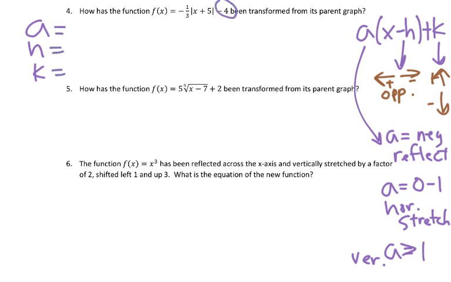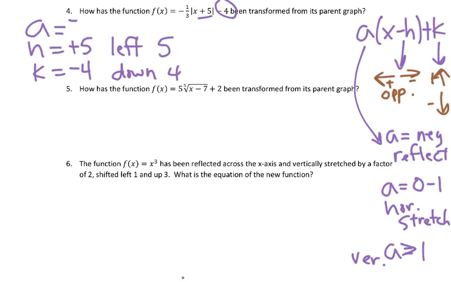So the k is the easiest. It's outside whatever is happening. So it's negative 4. So that means we're going to go down 4. The h is on the inside, and it's opposite. So a plus 5 is actually a negative 5. Okay? So a plus 5 would go left 5, and a minus 5 would go to the right 5, I should say.